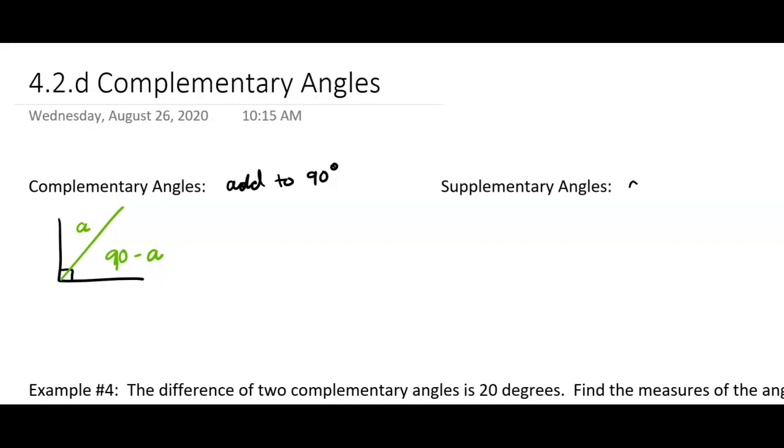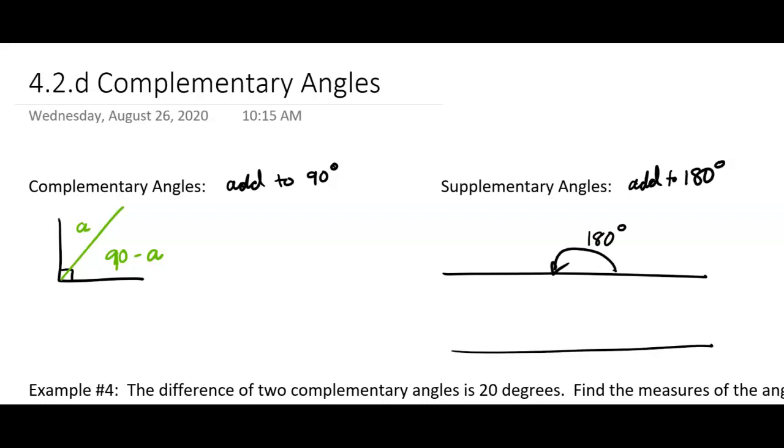Supplementary angles add up to 180 degrees. So if I have a situation with supplementary angles, I usually draw a line because that's 180 degrees from measurement. From here to there is 180 degrees. So that's what we mean by that. If I don't know how big the two angles are, maybe I'll make this angle A, and the other one would be 180 minus A.